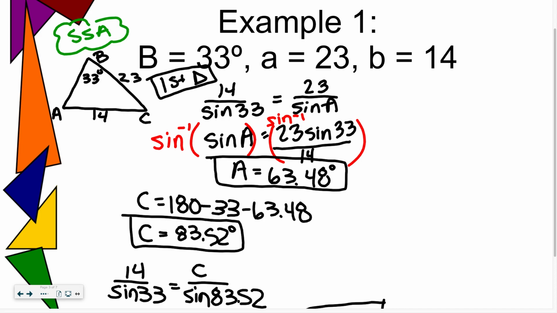Okay. Now, because this was a bad word, I know this is the ambiguous case, side-side-angle. So I always have to remember that when I have two sides and a given angle and I'm using law of sines, I'm going to attempt a second triangle.